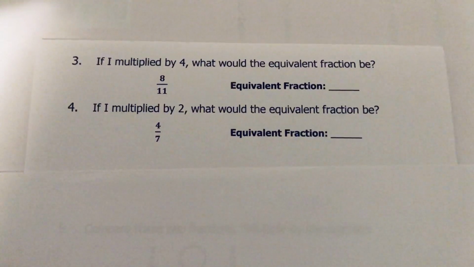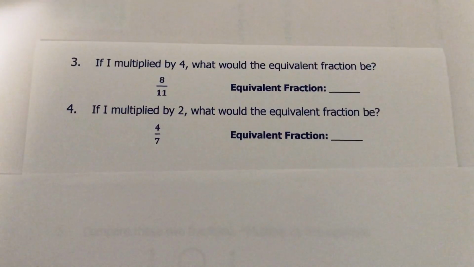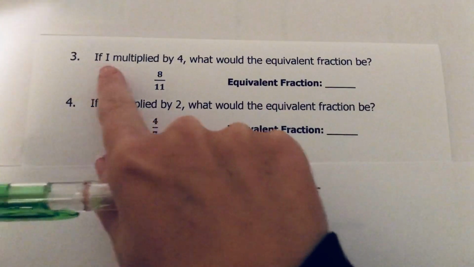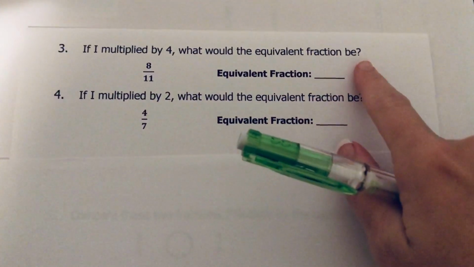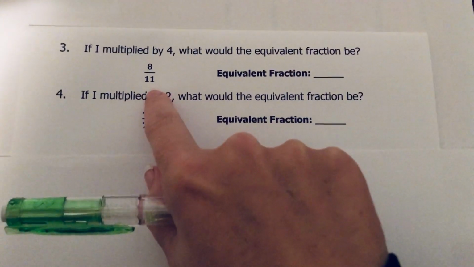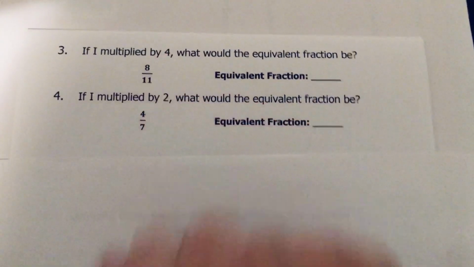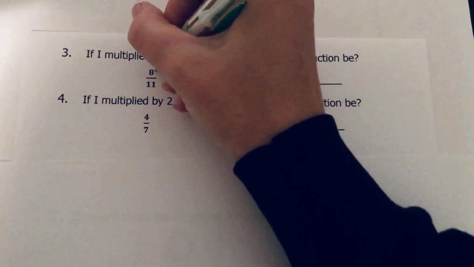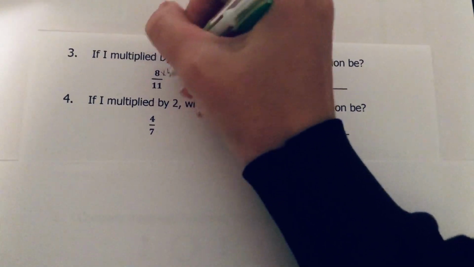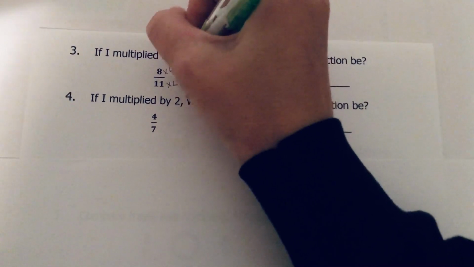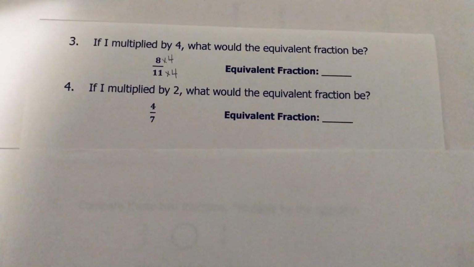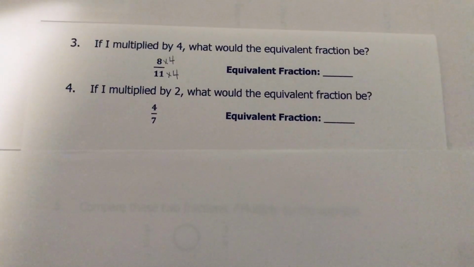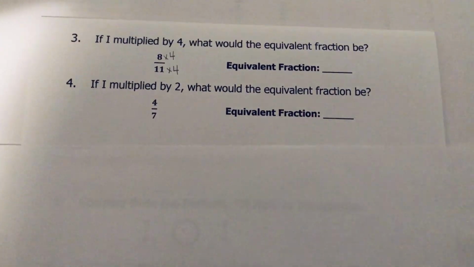Let's do a quick review of equivalent fractions. The question says, if I multiplied by 4, what would the equivalent fraction be? So it's giving me a fraction and it's telling me it wants me to multiply by 4. So I'm going to take the top number times 4 and the bottom number times 4. Because remember, we have to do the same thing to the top and the bottom. And then I just need to work that out and find my new numbers.